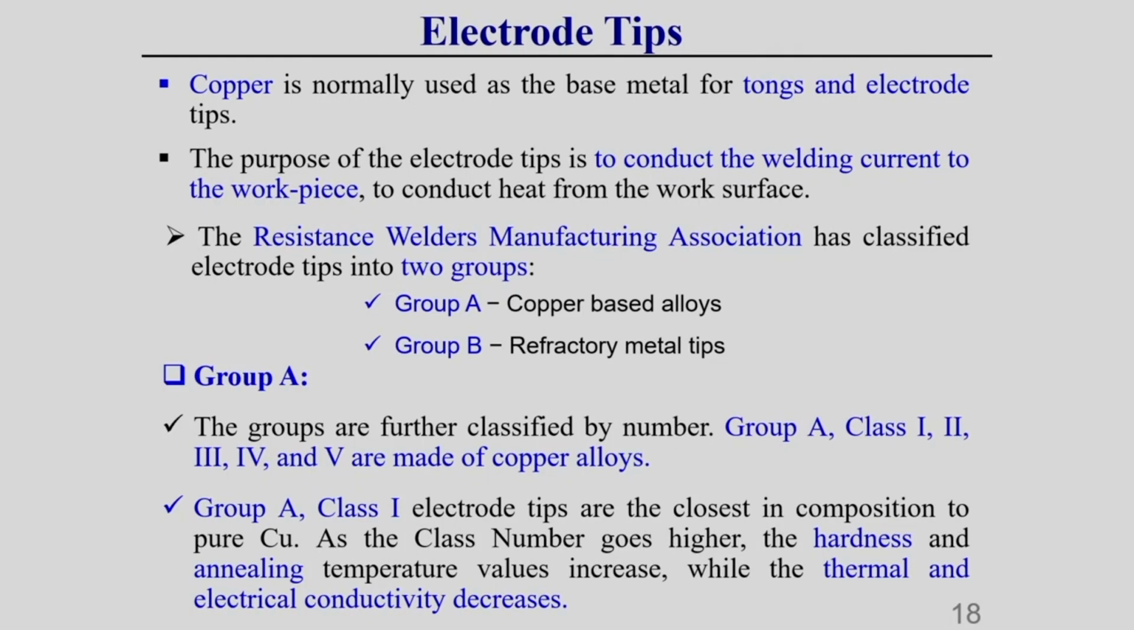Now the electrode tip is another important parameter. Generally this electrode tip is either made using copper, or it can be made using copper and ceramic types of material, or you can say refractory types of material. Okay. Now the purpose of this electrode tip is to conduct the weld current to the workpiece and conduct heat from the work surface. This you should keep in mind.